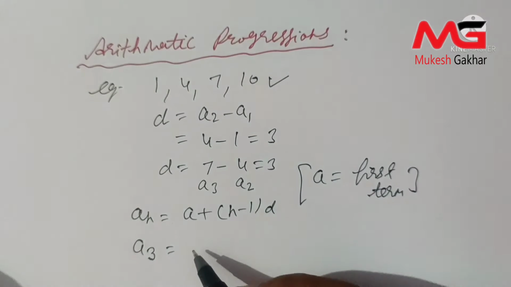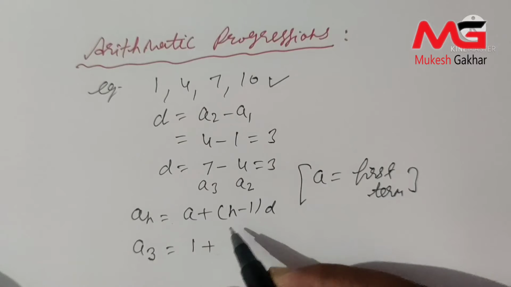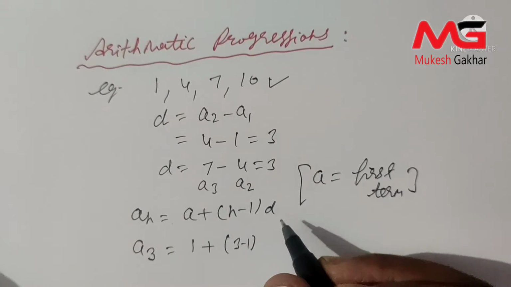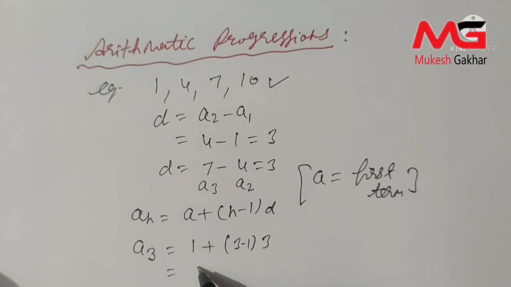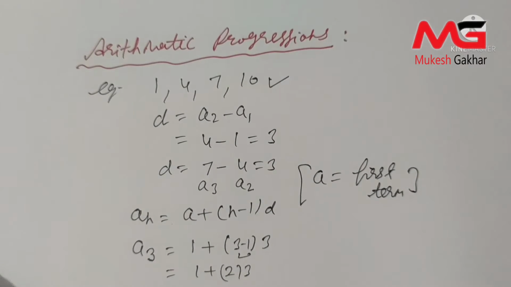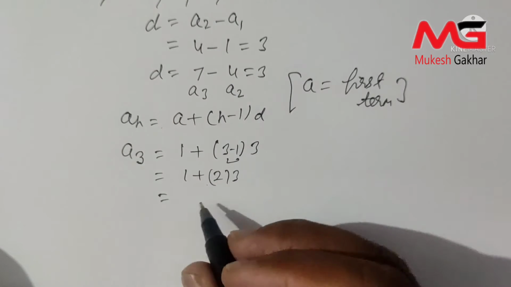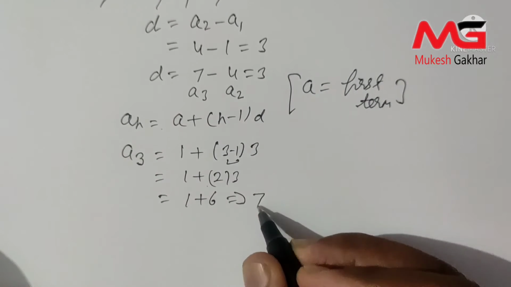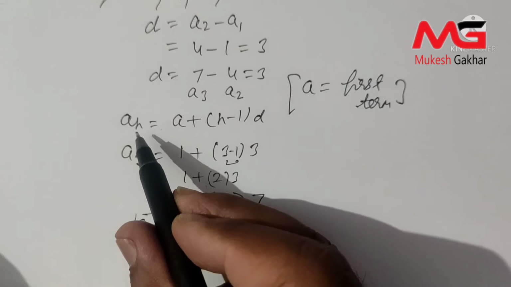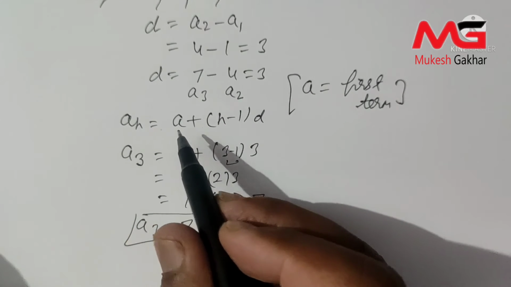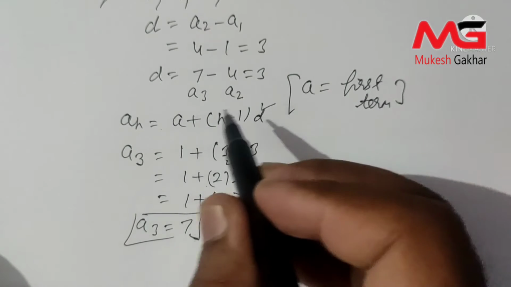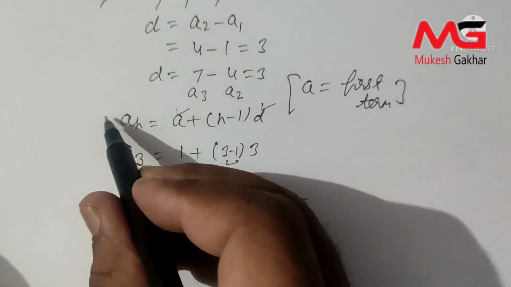So the first term is 1 plus, what is the value of n? N is 3 because we are finding the third term. 3 minus 1. What is the difference? The difference was 3. So A3 is 1 plus 2 into 3, which is 1 plus 6. It is 7. So the value of A3, the third term, is 7. So we are using this formula: An, the nth term, is A plus n minus 1 into D. For example, if you have to find the value of D or the value of A, you can use this formula.